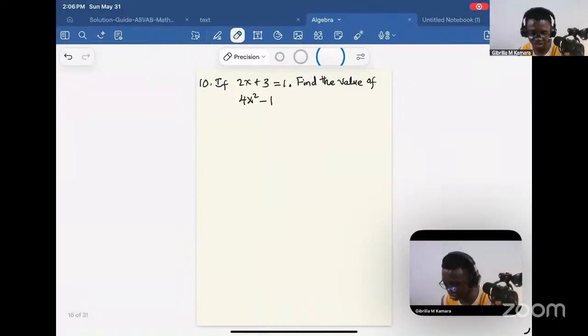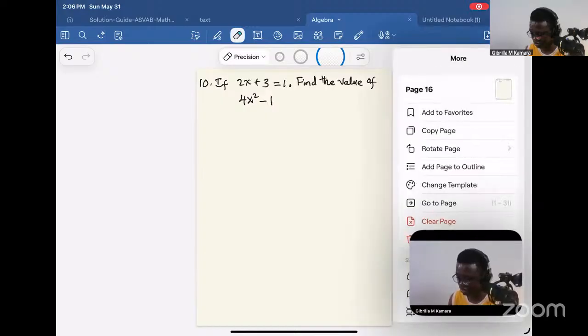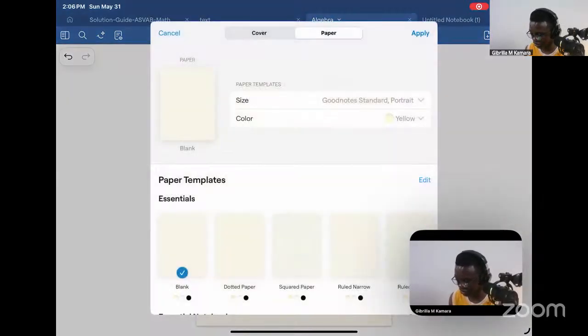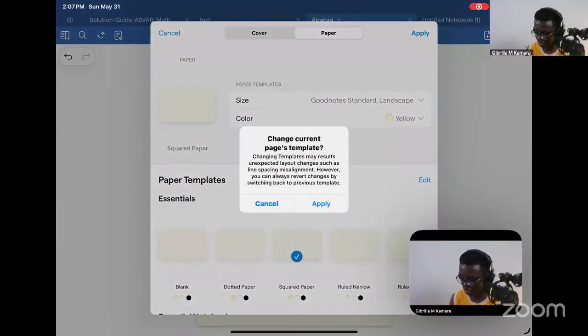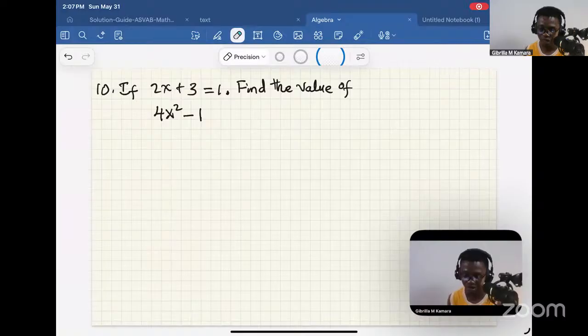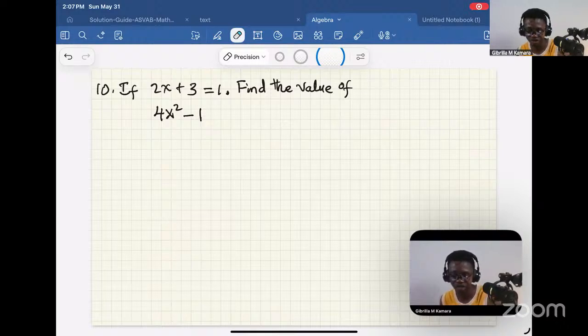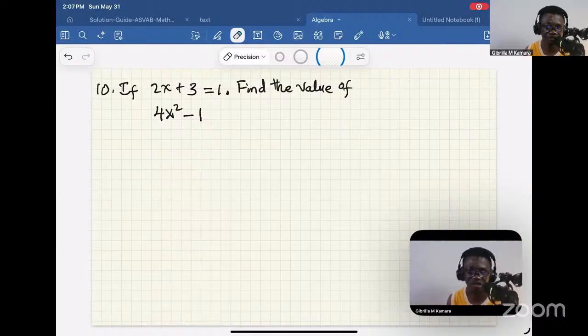Now this is it. Let's change the layout to landscape. Let's apply that. So you are asked to solve for 4x squared minus 1 if 2x plus 3 equals to 1. This is very easy, right?